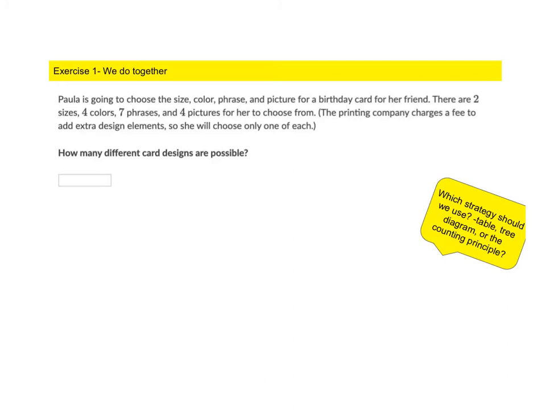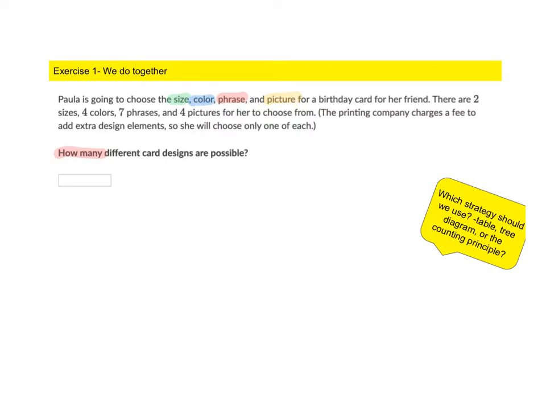All right, so the first thing I want to see is basically how many variables do we have here? How many different things can she choose from? Well, she has the size, the color, the phrase, and the picture that she gets to choose. So she has 4 different variables she is going to be able to mix and match to find combinations, okay? Our question doesn't ask us what are the combinations, it just says how many. So this is going to affect which strategy we choose. Off to the right it says, should you choose a table, tree diagram, or the counting principle?